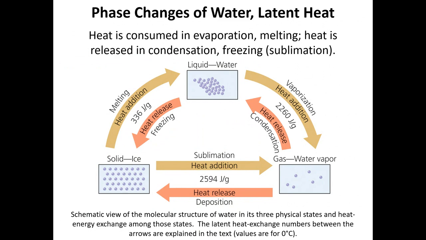And then occasionally you can have something move from ice directly to water vapor, which is called sublimation. And that's when you add heat to ice and it can move from ice directly to water vapor. Then if it moves directly from water vapor to ice, it's called deposition. So this kind of shows the different phases of water and what has to happen to move it from one phase to another.